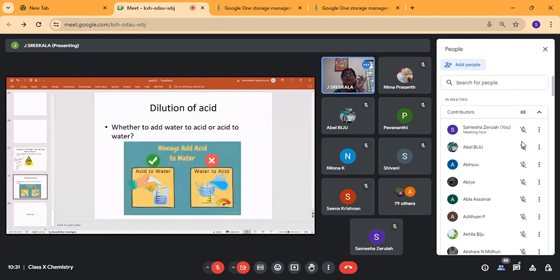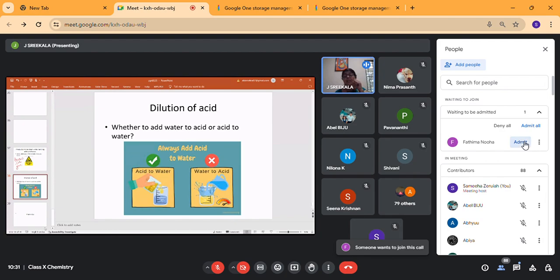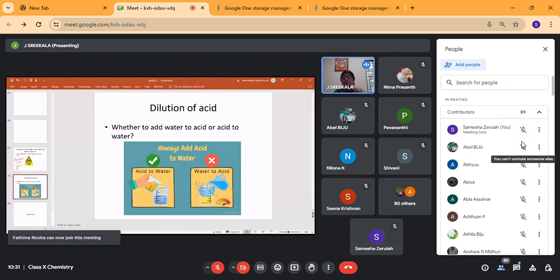always pour acid to water, not water to acid. That is a very important thing that we must remember, children, because the acid will explode. You see in the second diagram, acid will explode if we add water to acid. Why is it exploding? The beaker is full of acid. So when we add water to it drop by drop, all these acid molecules will attack water.